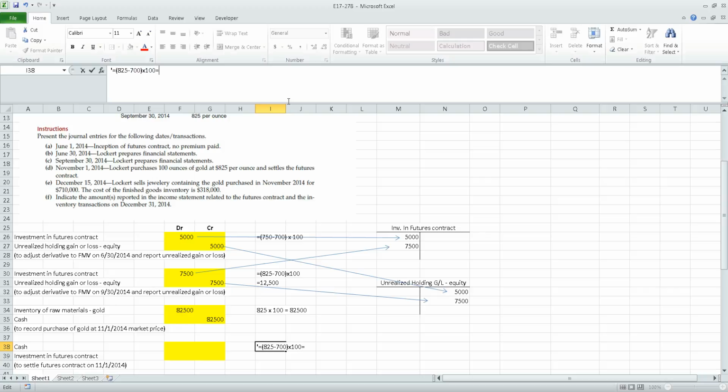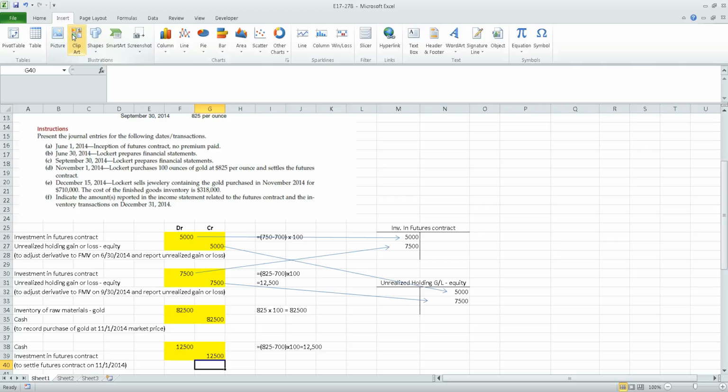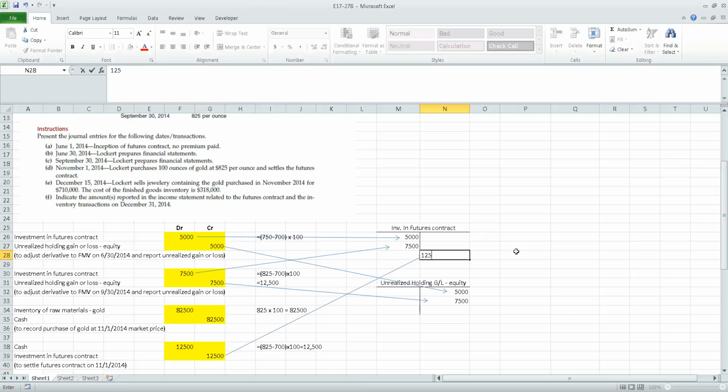So we're going to receive a check when we settle the contract for $12,500. So we settle the contract, we get a check for $12,500, and that closes out the securities, the futures contract. So now we're going to update our futures contract T account to reflect the $12,500 closing out of the contract. And so the balance now in that investment in futures account is 0.